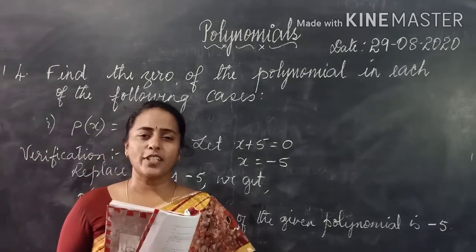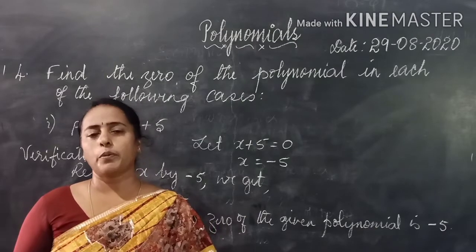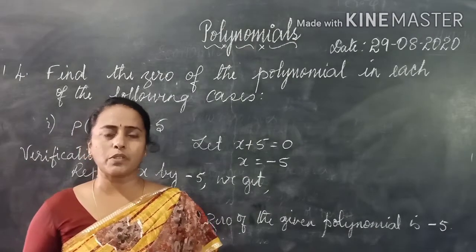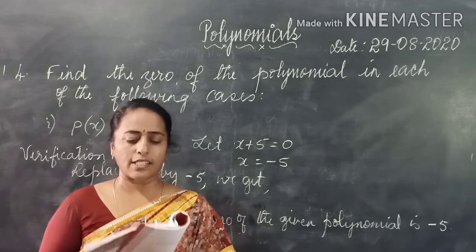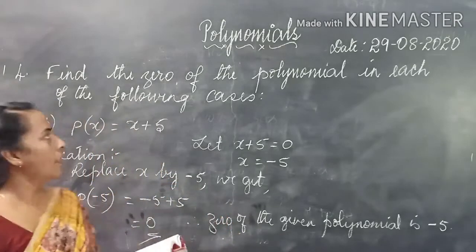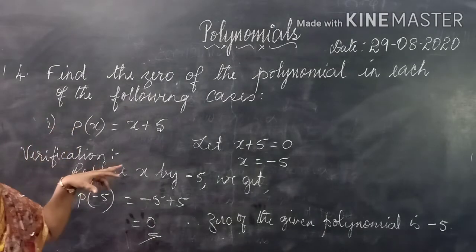Good morning, dear students. In the previous class, we were discussing polynomials and we were doing sums from exercise 4.2. We shall continue the exercise. Question four: find the zero of the polynomial in each of the following cases.